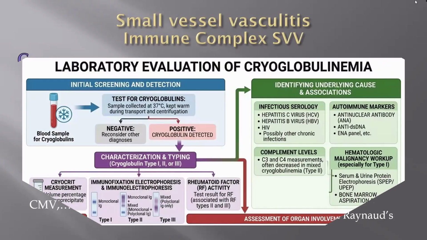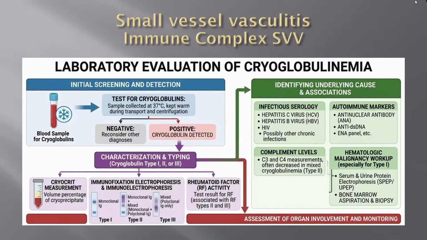Cryoglobulinemic vasculitis is screened by testing for presence of cryoglobulin in serum, then characterizing their type by electrophoresis. Further investigations are always required to identify cryoglobulinemic vasculitis associations or causes.